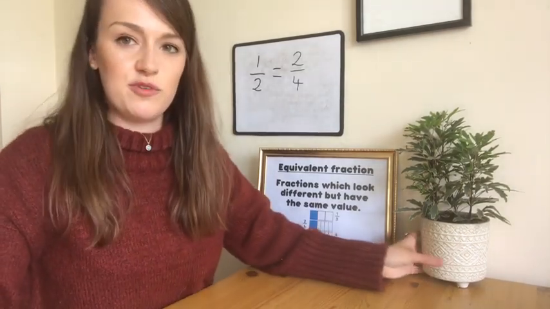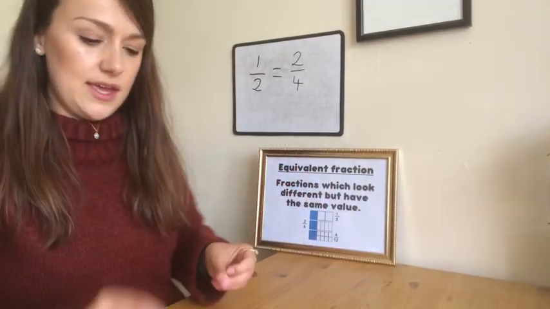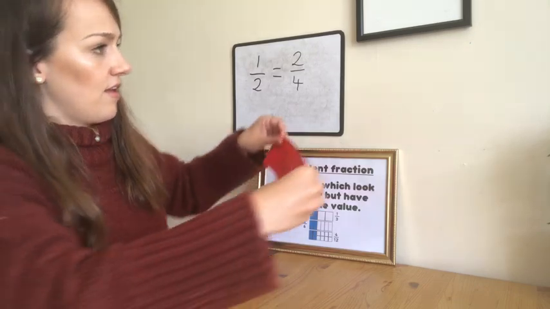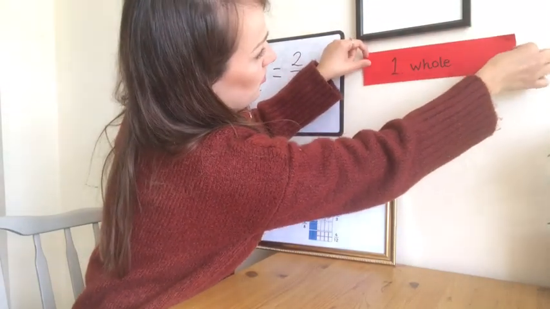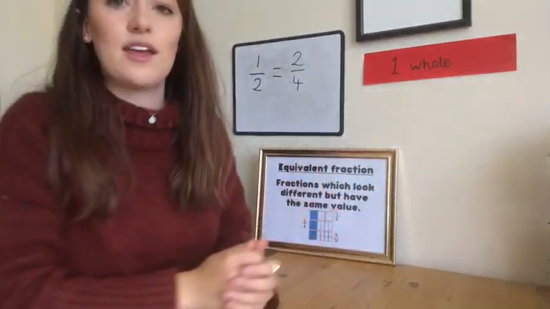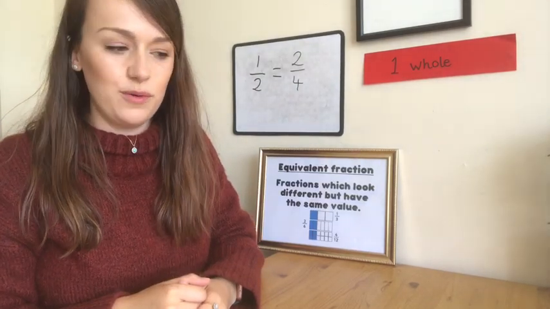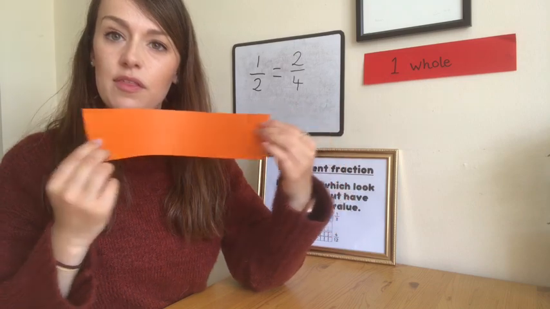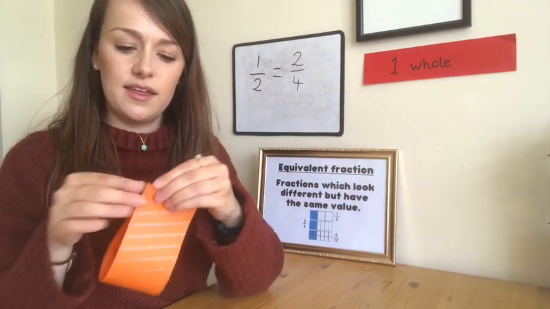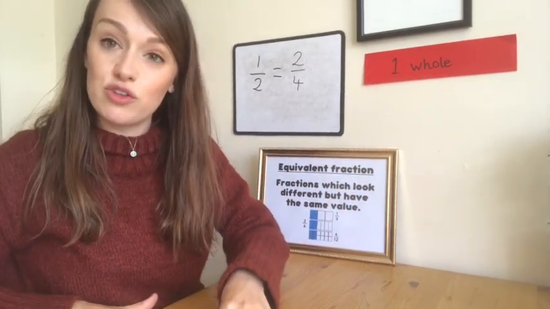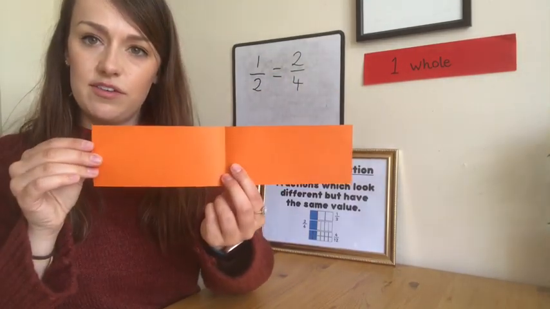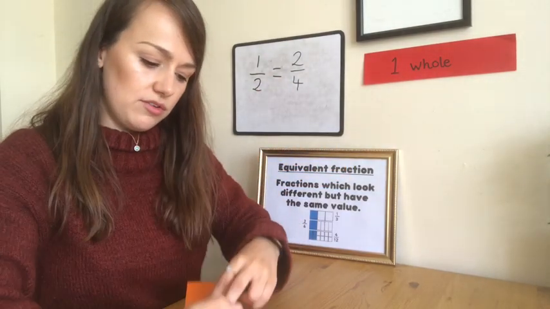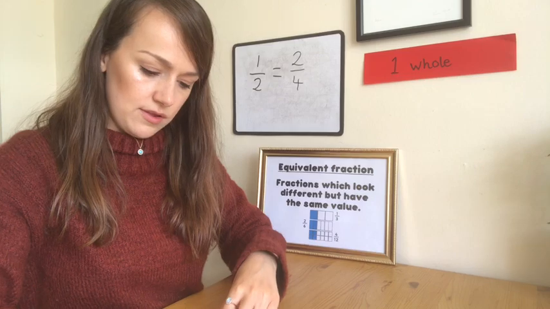Okay, so I'm going to move my plant out of the way, and I'm going to stick the top part of my fraction wall. Okay, so this bar here represents one whole. This is my whole. This time I'm going to fold it in half, into 2 equal parts, just like so, and I'm going to draw down the line.